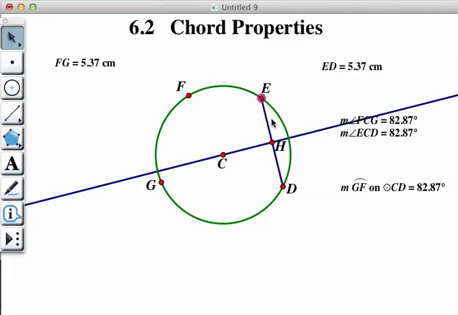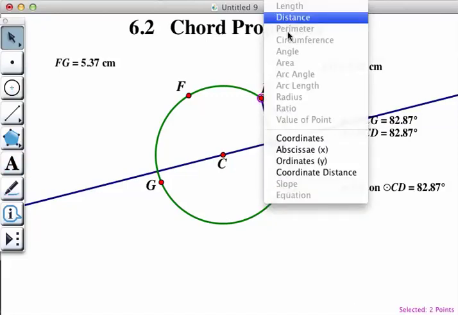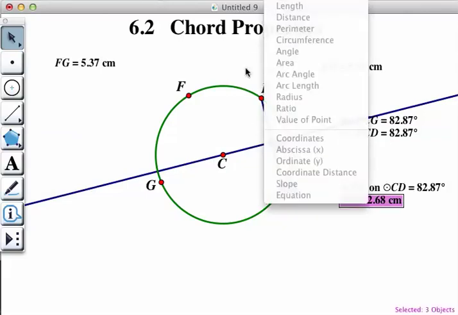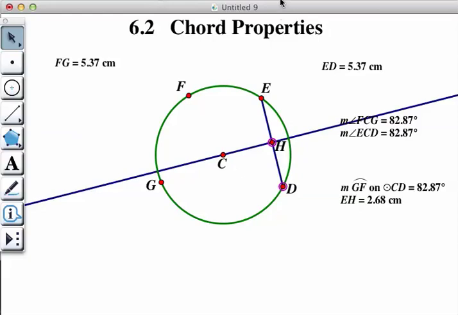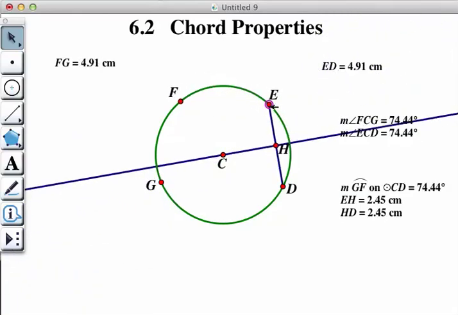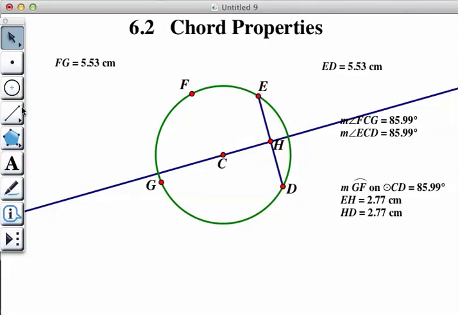Let's see if we can verify that. Let's measure segment EH. Let's measure segment HD. Look at that. This segment, HD, is congruent to segment HE. When I drew a line from the center, perpendicular to the chord, it bisected it. And it doesn't matter where I move that chord to, it's always bisecting it. Let's see if we can figure out why that makes sense.